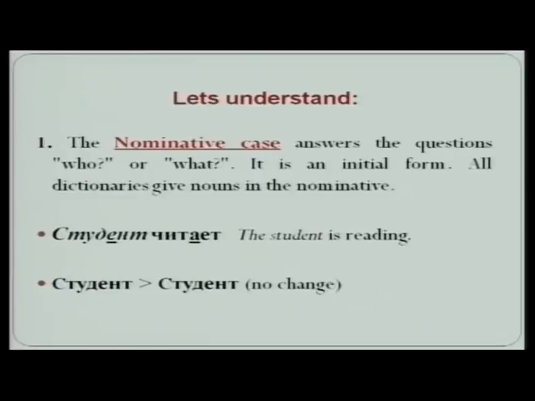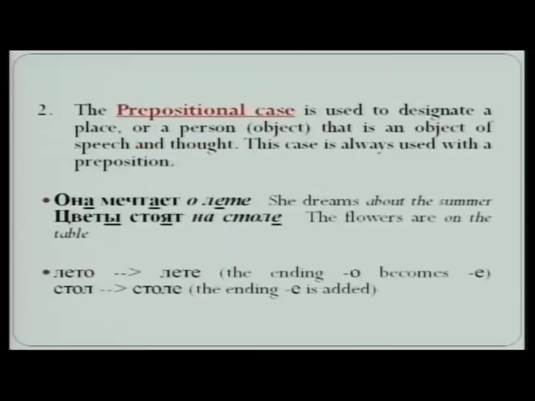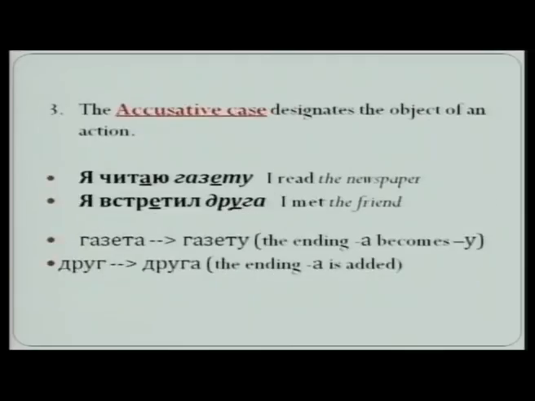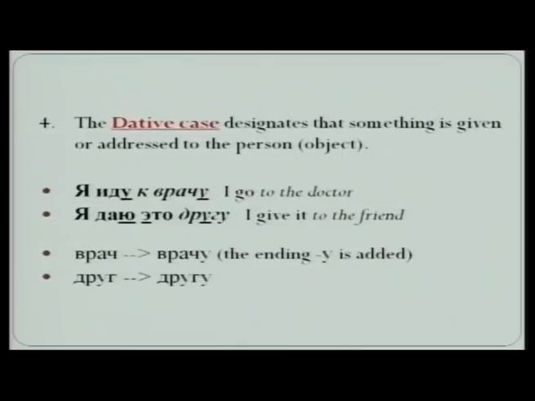Nominative case or the iminichilny case. It answers the questions who or what. It is the initial form. Then we have prepositional case or предложный падеж, as it is used to designate a place or a person that is an object of speech and thought. This case is always used with prepositions. The third one is accusative case or the vinichilny падеж. It is used to designate the object of an action. The fourth one is dative case or the dachilny падеж. It designates that something is given or addressed to the person.